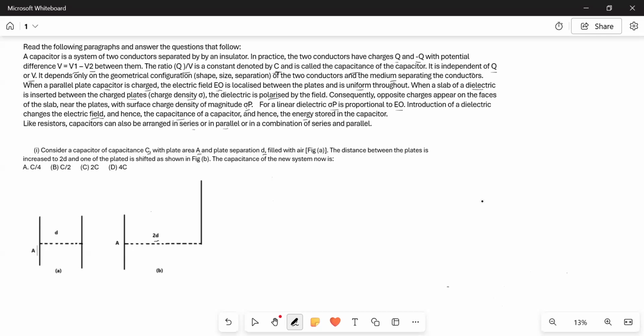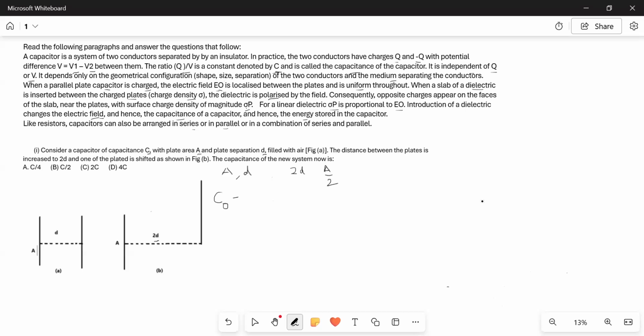So the first question is, as shown in figure A, the area of the plates is A, the distance between the plates is D, and air is filled. And in the second figure, the distance between the plates is increased to 2D, and the second plate is shifted a little above, such that the area of cross section becomes A by 2. So we have to find the new capacitance.